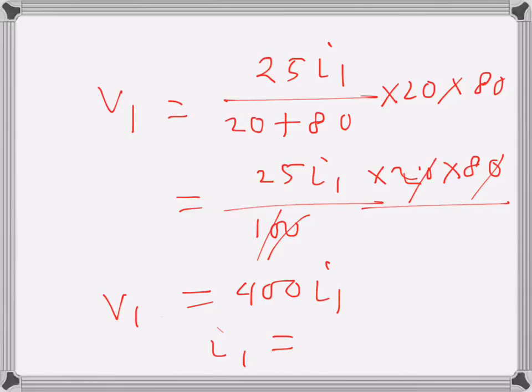So that will be 5 over 4 times 400, that is the value of I1. Let's leave it like that. It's actually 80 here, so 1 over 320, so that's the value of I1.